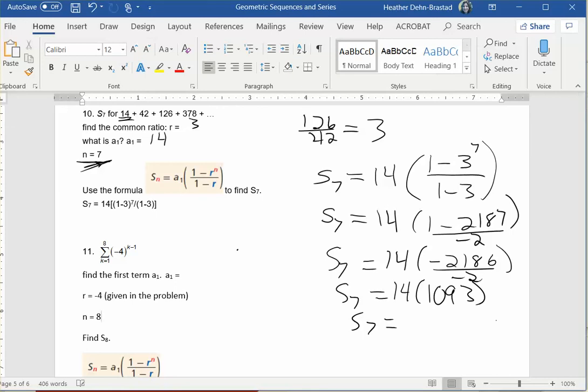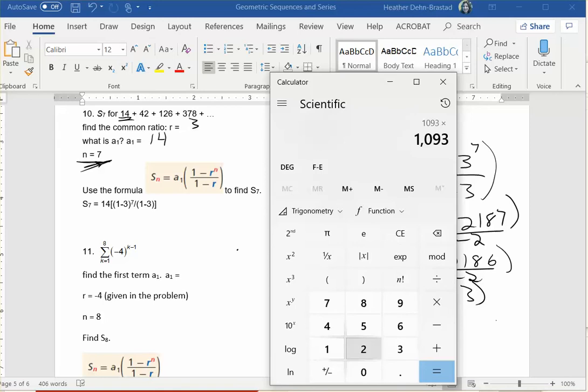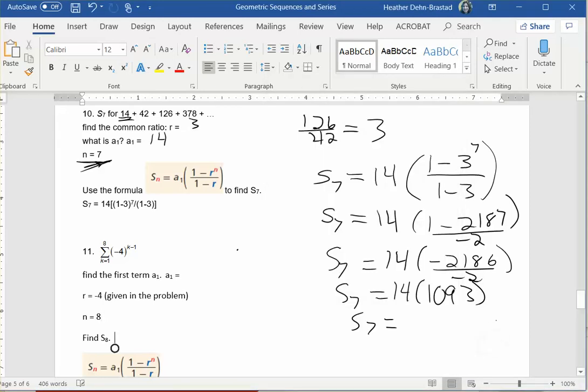And now I can multiply these together and get 15,302. And that is my answer for number 10.